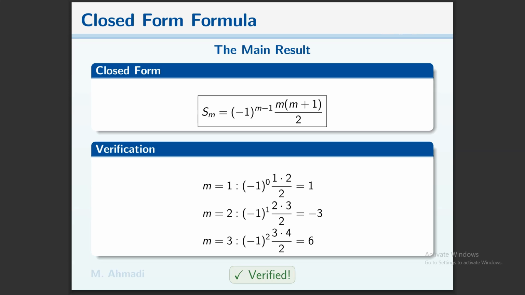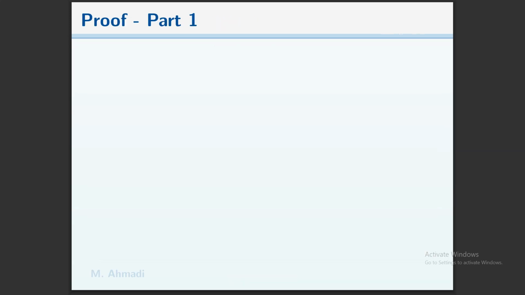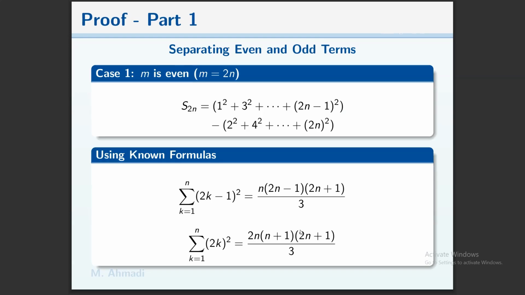After the comparison with the example in the progress slide, we verify the results. So we can go on to prove the formula. Separate the even and odd terms. Case 1: m is even, so m equals 2n.